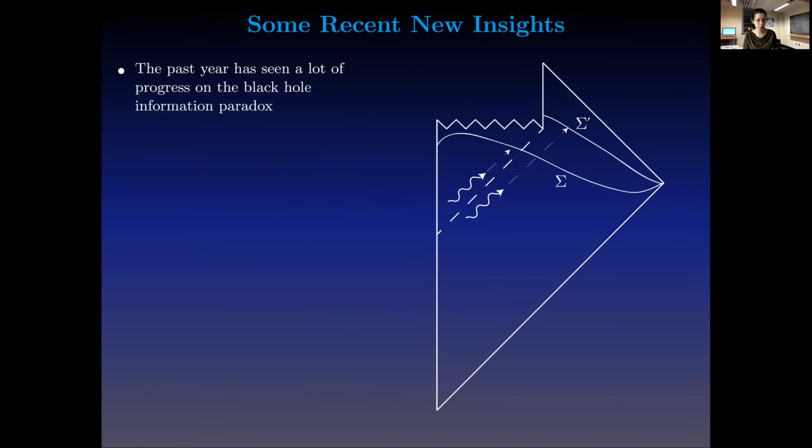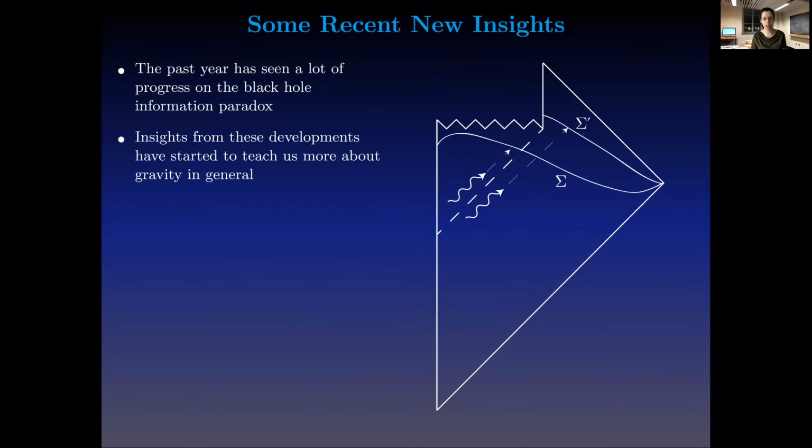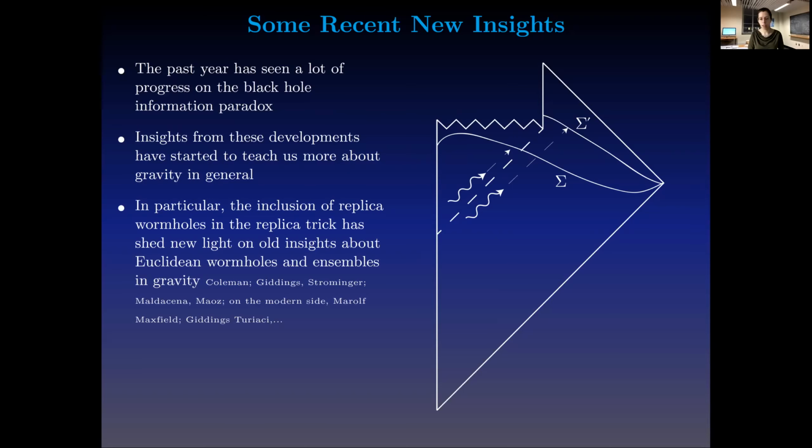So of course, the end goal here is that if we understand the black hole information paradox better, we understand quantum gravity better. And that's one of the things that I found incredibly exciting regarding the progress of the past year, which is that these developments on the black hole information paradox have actually started to teach us more about gravity in general. And this is, of course, what we were hoping for, and it's very exciting to see it being realized. Now, what do I mean by teaching us more about gravity in general? I could mean a lot of different things, but given the title of this talk, you probably guessed that what I mean is the inclusion of replica wormholes in the von Neumann entropy replica trick.